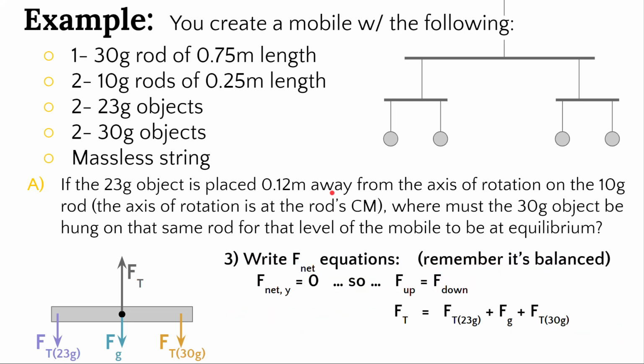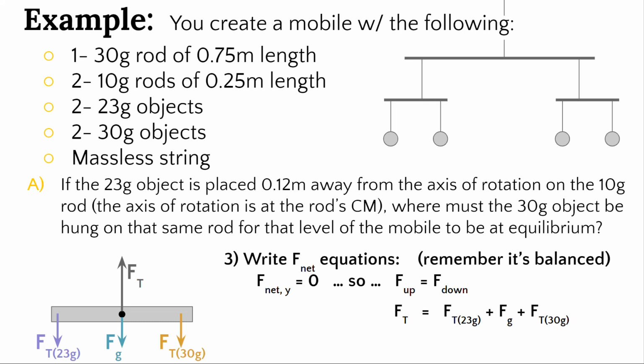Okay, so that was step 2. So we've got our axis of rotation identified. We have our free body diagram drawn. Step 3 is to write our net force equations, keeping in mind this is balanced. That means that my net forces are 0. In the y direction, that means upward forces equal downward forces.